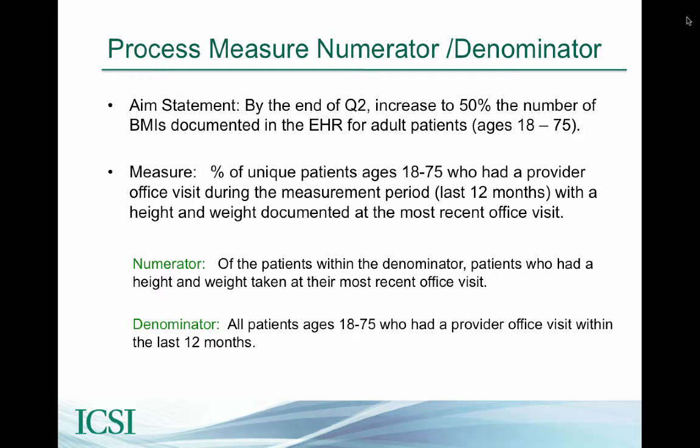Who had a provider office visit during the measurement period, the defined time frame, the last 12 months, with a height and weight documented at the most recent office visit. So your numerator, of the patients within the denominator, patients who had a height and weight taken at the most recent office visit, and your denominator, or your lower number, the down number, is all patients aged 18 to 75 who had a provider office visit within the last 12 months.